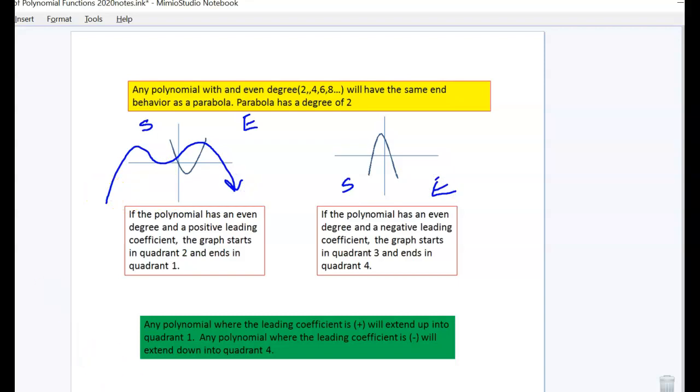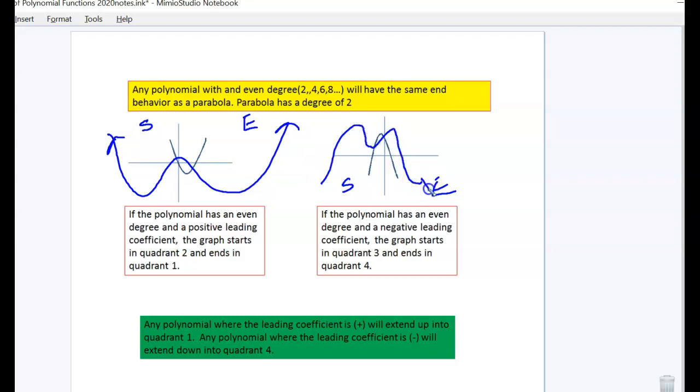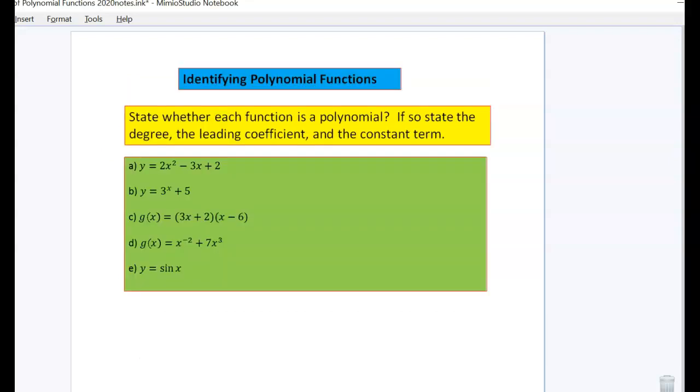Whoops, I went the wrong way with that one. There might be more bumps and squiggles along the way. So, for example, you might have something that goes like this or something that goes like that. Okay, but the end behavior where it starts and ends is going to be very similar to a parabola.